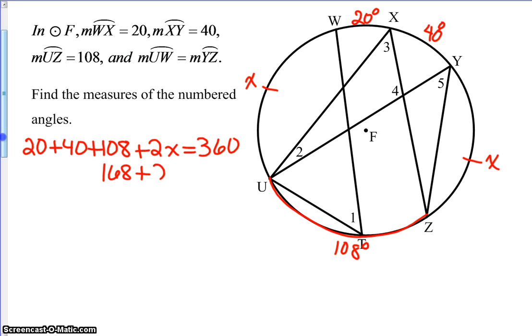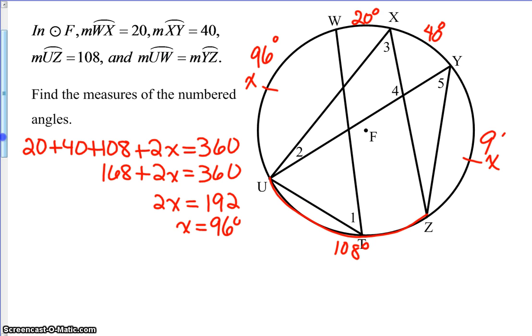168 plus 2x equals 360. So 2x, subtracting 168, gives us 192, and x equals 96 degrees. So now I know what almost all of the arcs are on this circle, but I have enough to be able to tell what I'm working with.